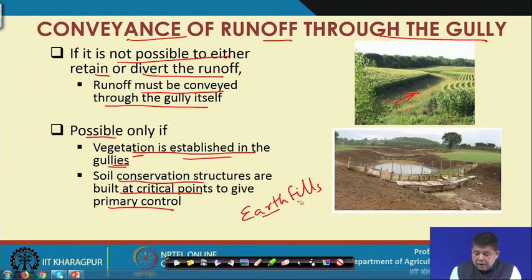If earth fills or dams are constructed, they will cut down the flow length, number one. Then, because they have a certain sill height over which the flow is allowed to take place, there will be some temporary storage within the gullied area or the gully itself, and that will allow the water to infiltrate. That means the total flow can be reduced to a certain extent. So, these are the three possibilities: either we retain the entire runoff in the gullied area if possible; if not, then we divert the water to another outlet by using terraces or diversion ditches.